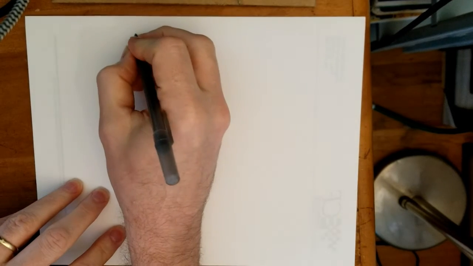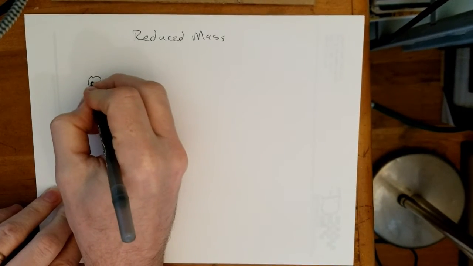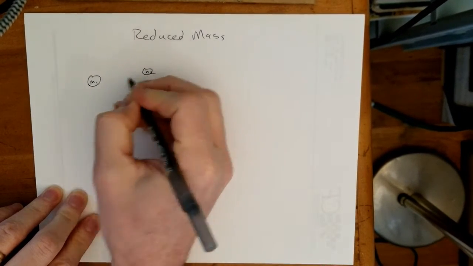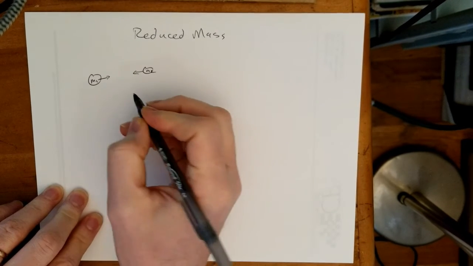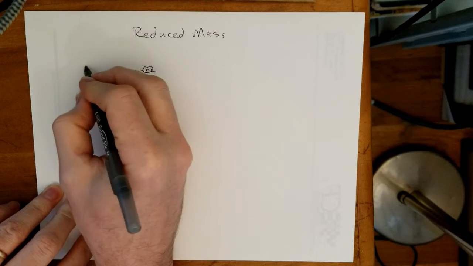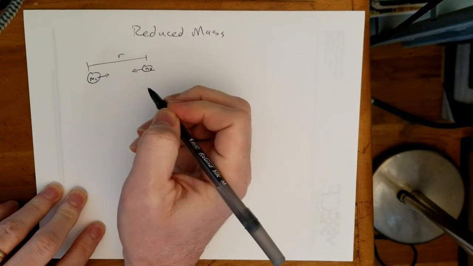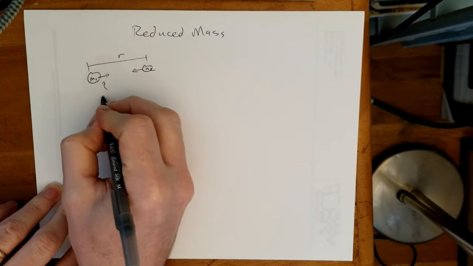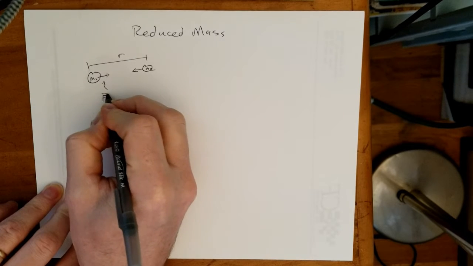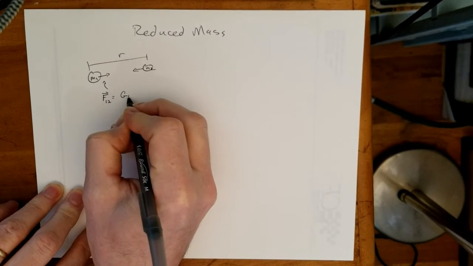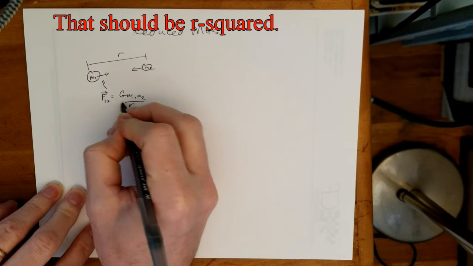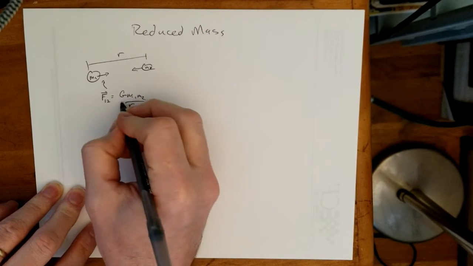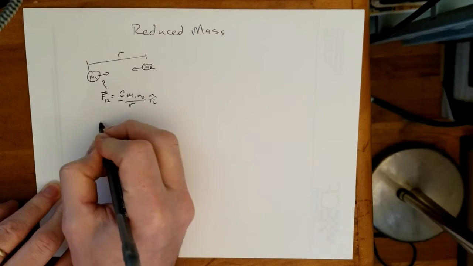So let's talk about reduced mass. If I have these two masses, M1 and M2, and they are attracted to each other through gravitational force, the distance between them is some distance r. So this is the force on 1 from 2, and that's equal to G mass 1 mass 2 over r squared, and it is in the negative r2 hat direction.